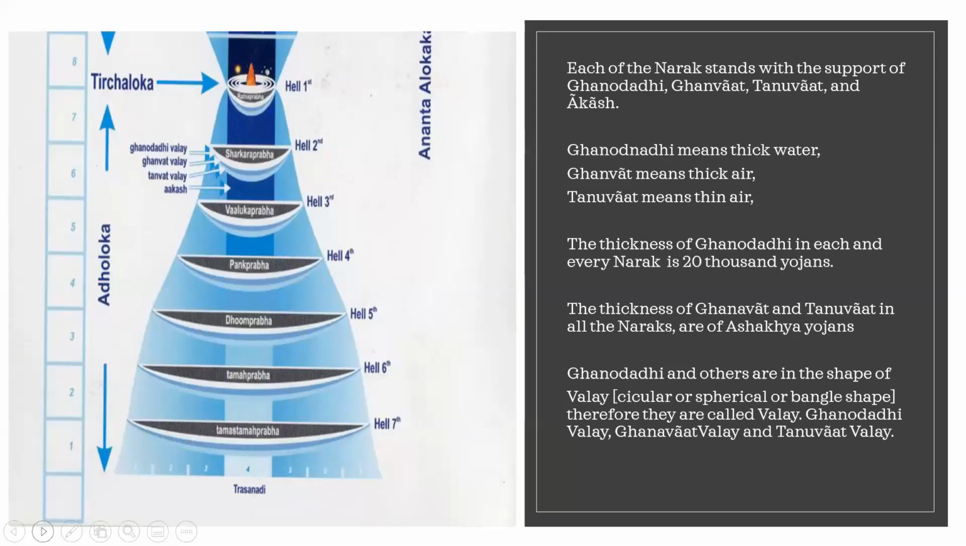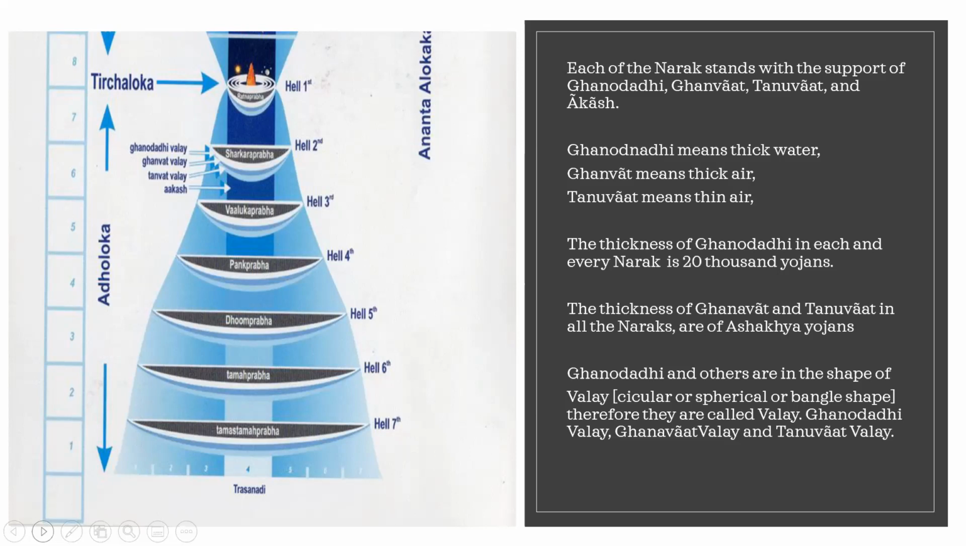If you see each of the Narkavas, the bhumi or land of each Narak is supported by 4 layers. The first layer is known as Ganodadi, below Ganodadi you have Ganvat, below Ganvat you have Tanvat, and below Tanvat you have Akash. What is Ganodadi? Ganodadi is a thick layer of liquid water. Then Ganvat is a thick layer of air, Tanvat is a thin layer of air, and Akash is just empty space. So each Narkavas is supported by these 4 layers.